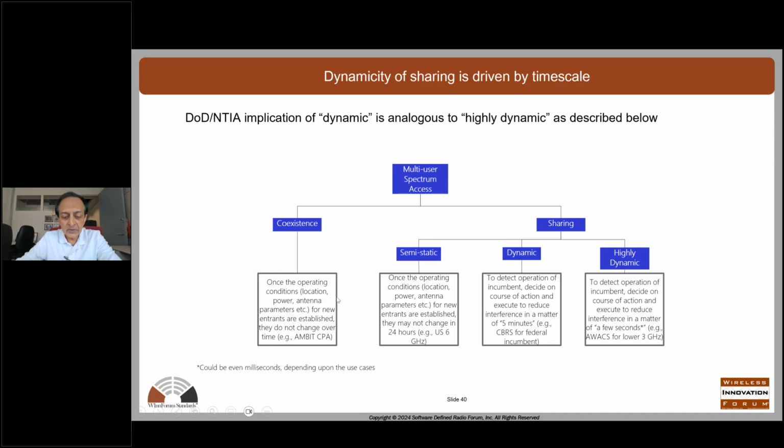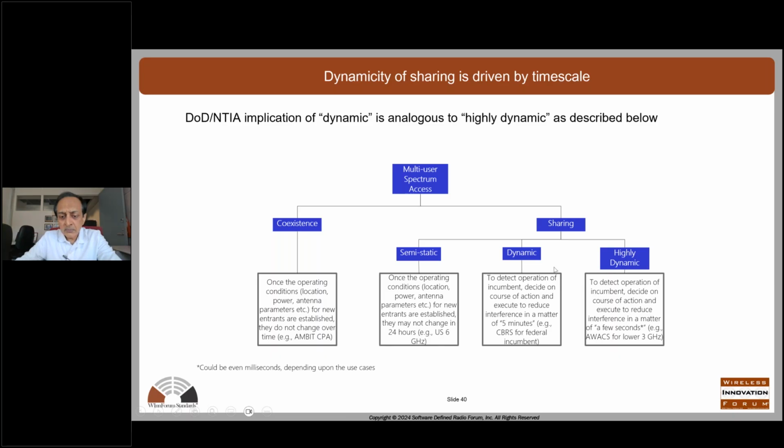They're very much static. Then we talk about sharing, but it's semi-static. Once the operating conditions for the new entrants are established, they may not change in 24 hours. Say, for example, as we talked about the US 6 gigahertz, they are not checked for another 24 hours. After that, they may have to change depending upon if some new licensed operators came on board or not. They may have to, but at least for semi-static, for the 24 hours, they don't have to change anything.